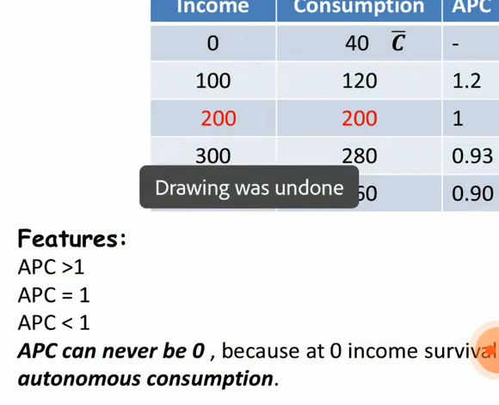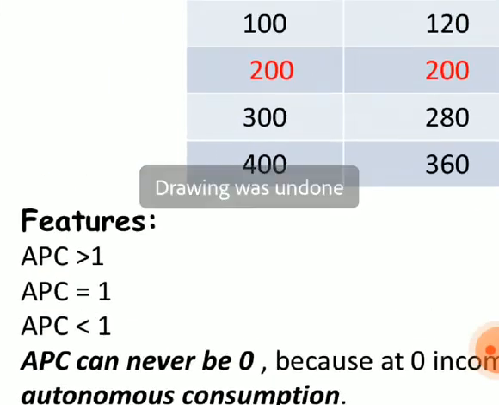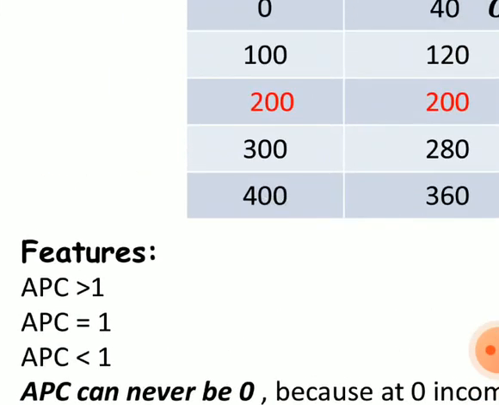Next, APC can be equal to 1. It means the total amount which we are earning, we are spending all the income. If we are earning 3000, then we are spending the total 3000. We are not saving anything. Okay, the next thing is APC is less than 1, which means we are earning more and consuming less.